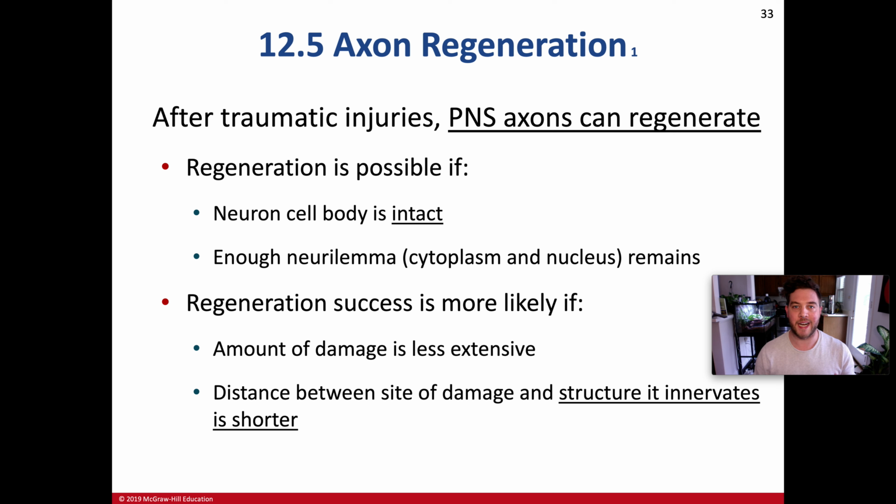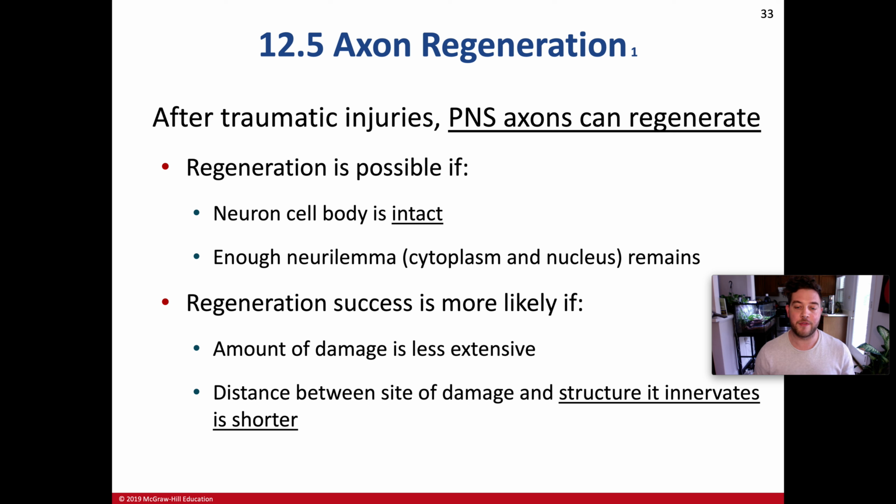If the neuron cell body is still intact, so the soma still has to be intact, and enough of the neurolemma has to remain to be able to fully regenerate. If you remember, the neurolemma is what is left over after the axon has been myelinated, after the neurolemmacyte wraps around and around the axon, the cytoplasm and the nucleus get pushed to the outside, and that becomes the neurolemma. As long as there's enough of that left, then regeneration can be possible.